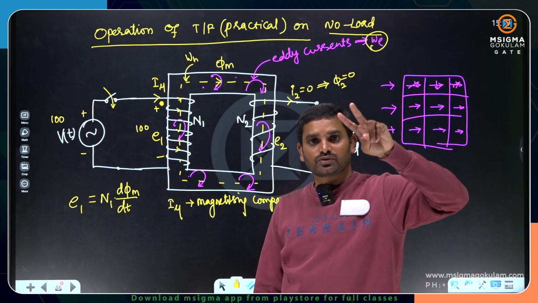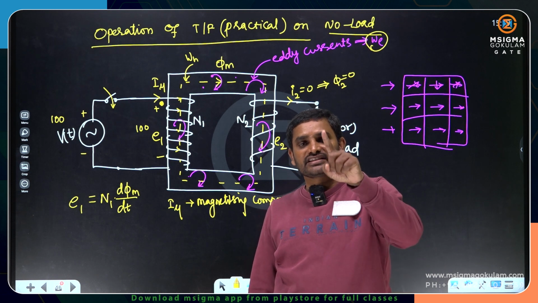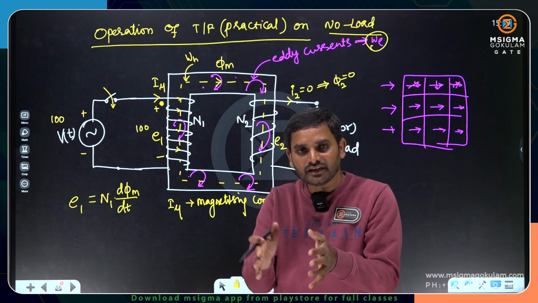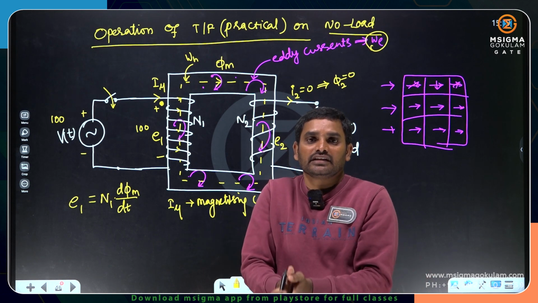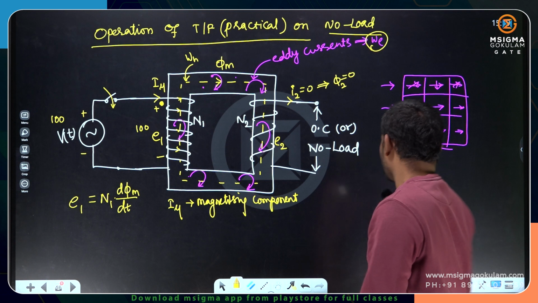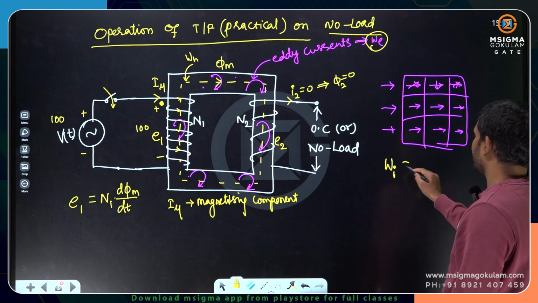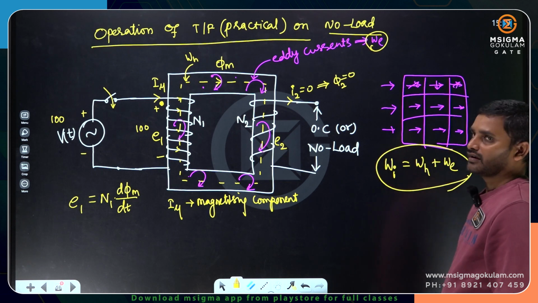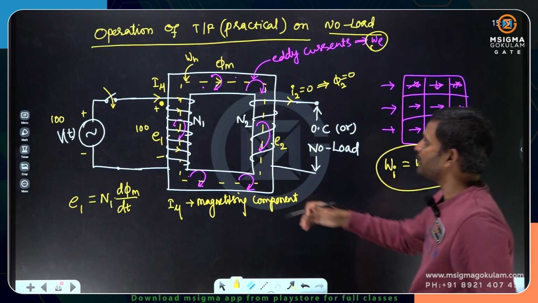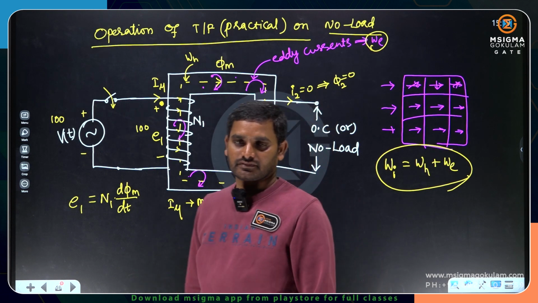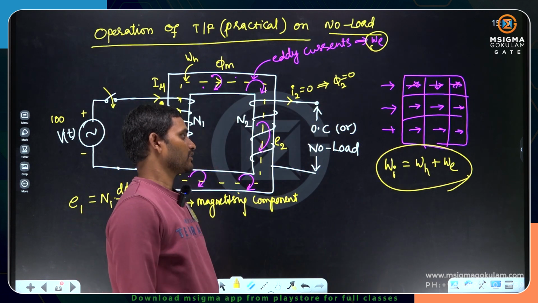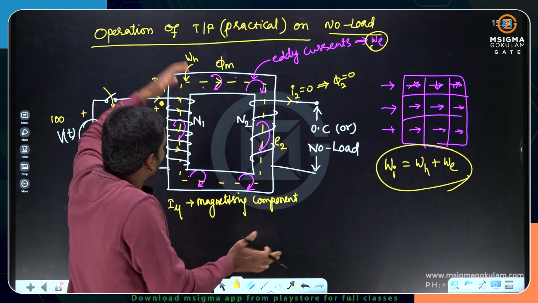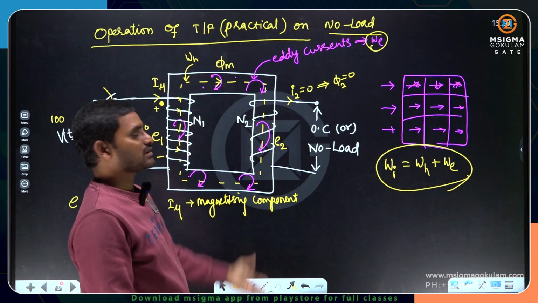Inside the core, there are two loss components. One is hysteresis loss, another one is eddy current loss. Together, we call it core losses. The total iron losses will be hysteresis loss plus eddy current losses. These are going to depend upon magnetization or magnetic flux density, and of course the thickness of the core. If the thickness is more, volume is more, the core loss is also going to be more.